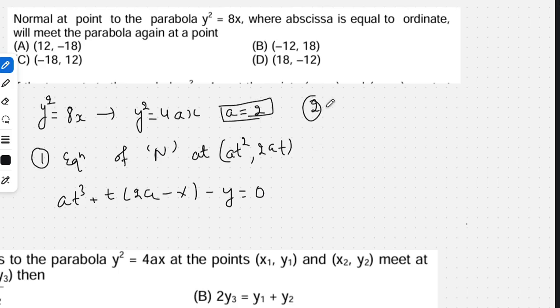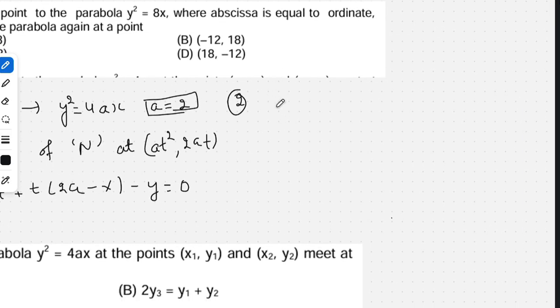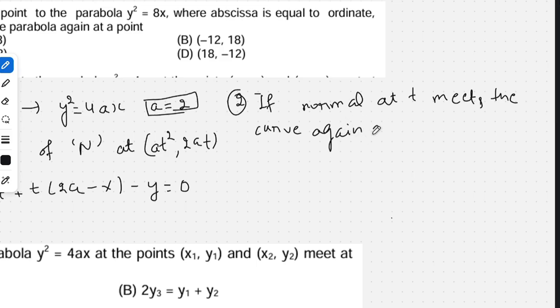Second result that you must remember, I'm not saying you should remember, you must remember if you want to be a candidate of JEE, means in advance. So second result is if normal at t meets the curve again at t dash, then t dash is equal to minus t minus 2 by t. I'll try to give a pictorial explanation for all these results.